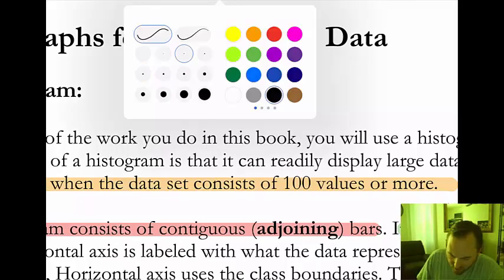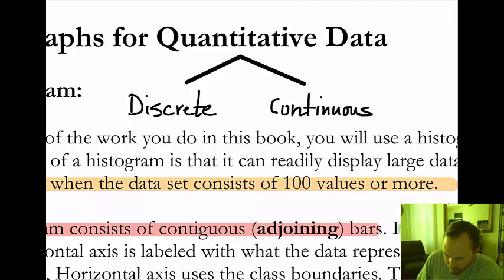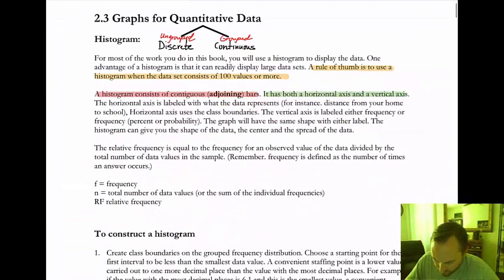I'll state that here in the notes: keep in mind that quantitative data can be one of two things. We can have discrete, or we can have continuous. And this will outline what I mean by grouped and ungrouped data. For the most part, not all the time, discrete goes with ungrouped data, and continuous goes along with grouped data. Again, that's not always the case, but it's a general rule to keep in mind when we start looking at grouped data and ungrouped data.